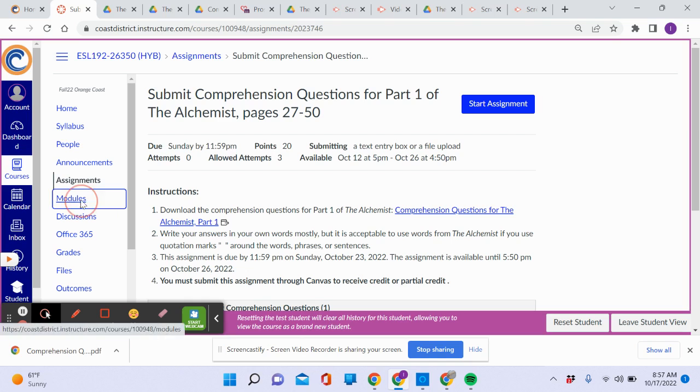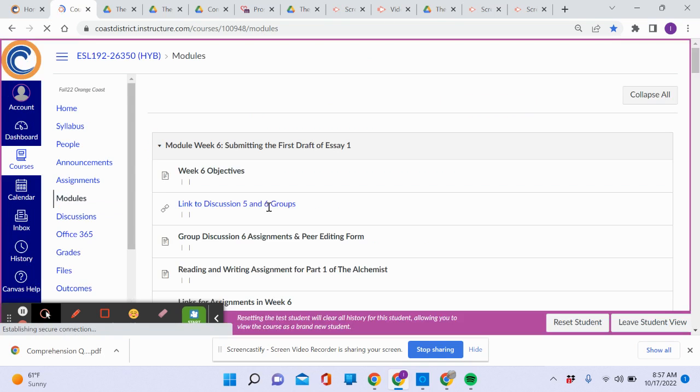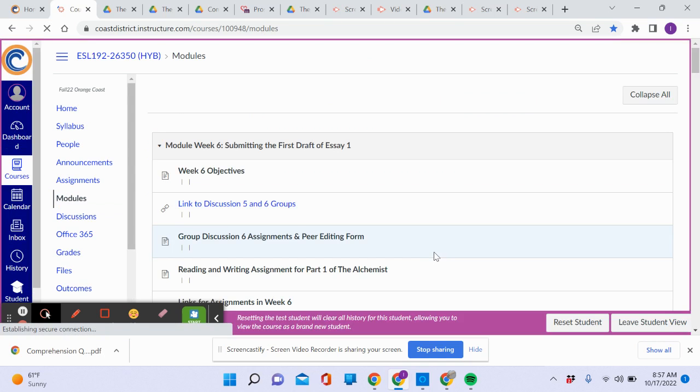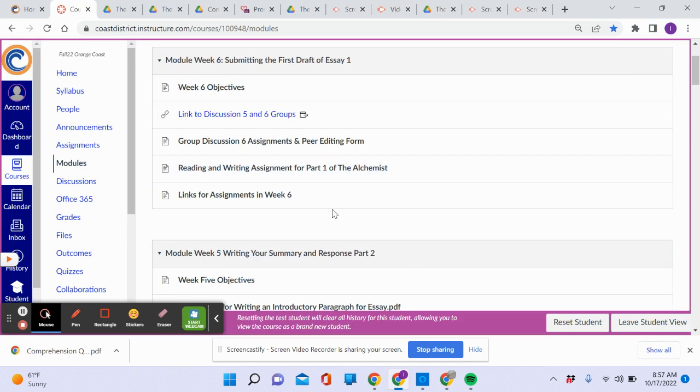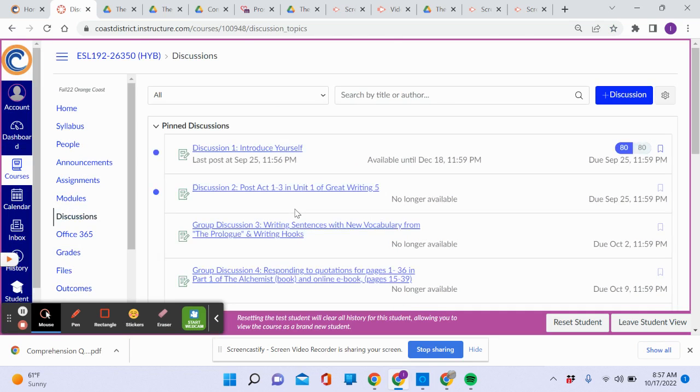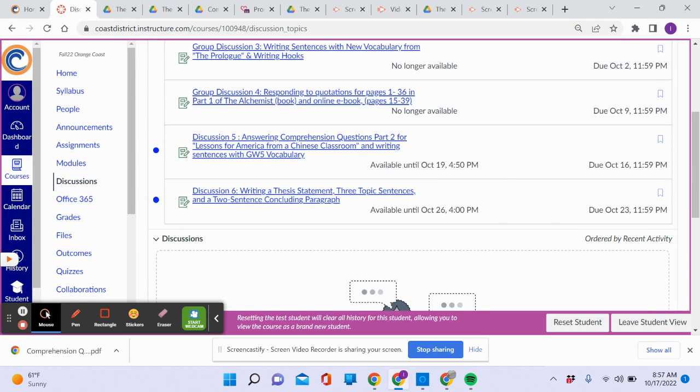So what else do you need to do in week 6? First of all, not that much. I would work on what you have missed. Some of you might still need to do discussion 5, and I need to check everything in discussion 5. I haven't looked at that yet. That's why I have the dot. And you need to do discussion 6. Some of you have done that.